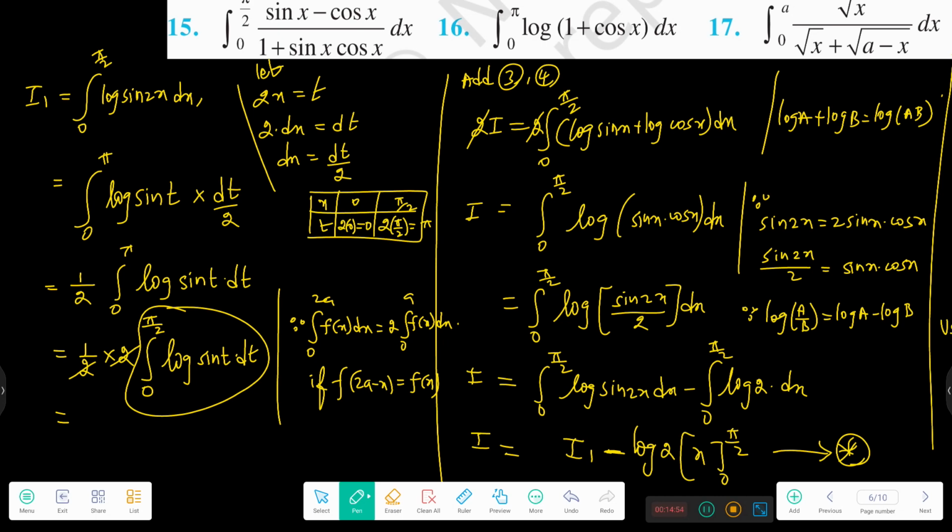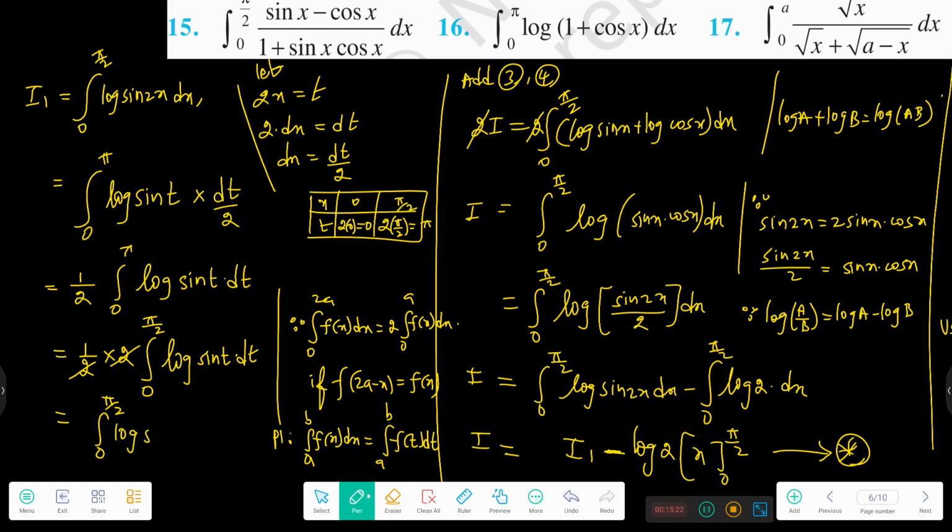What is this actually? This is in t form we have them, right? T form. And property number 1 says what? Remember, the integral from a to b of f of x dx, you can write as the integral from a to b of f of t dt. Not an issue. This is what the first property says. With the help of the first property, I am going to write the integral from 0 to pi by 2 of log sin x dx. This is what is for I1.